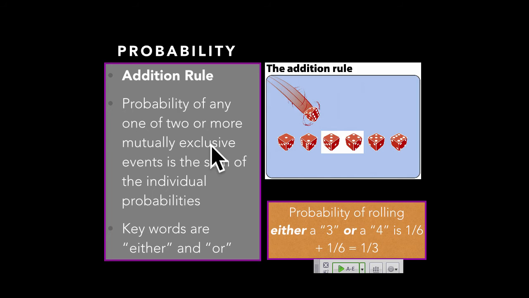Most of the time. Right. In this case, they're mutually exclusive. You can't, if you're one, you can't be the other. Then you use the addition rule.